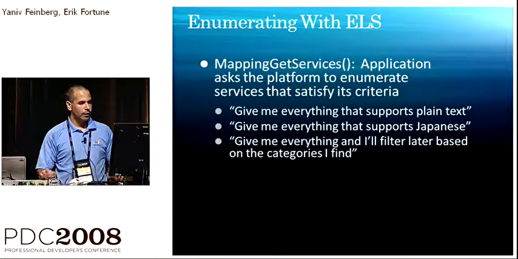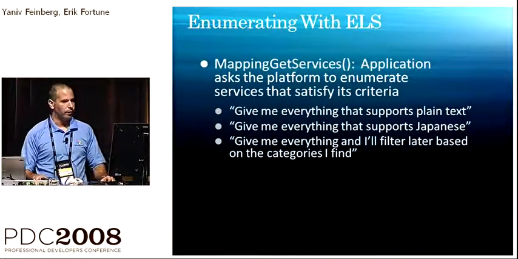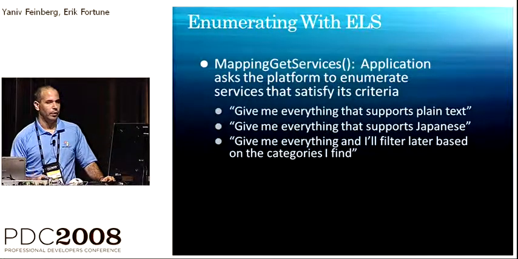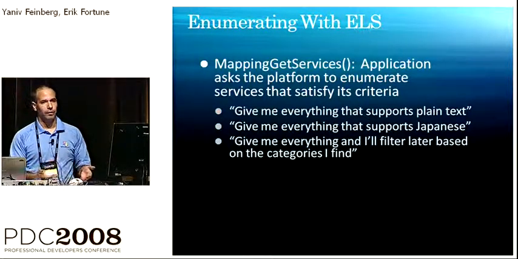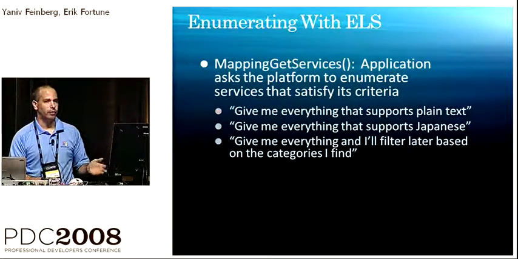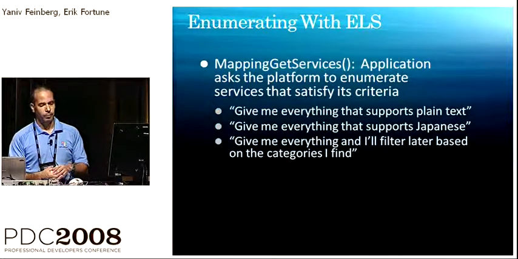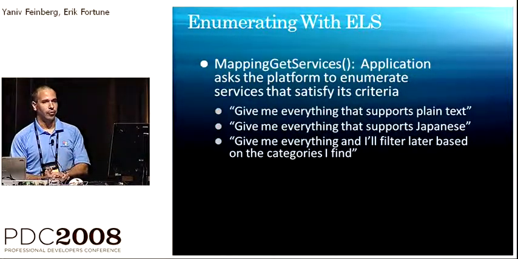OK. So let's look at each API specifically. The first API is the enumeration, and the way we're calling it is the mapping get services. We implemented a filtration on top of that service. What that means is that you can call this API and say, just give me all the services you have. Or you can become very specific, as each service has some properties associated with it. You can go and ask for something specific.